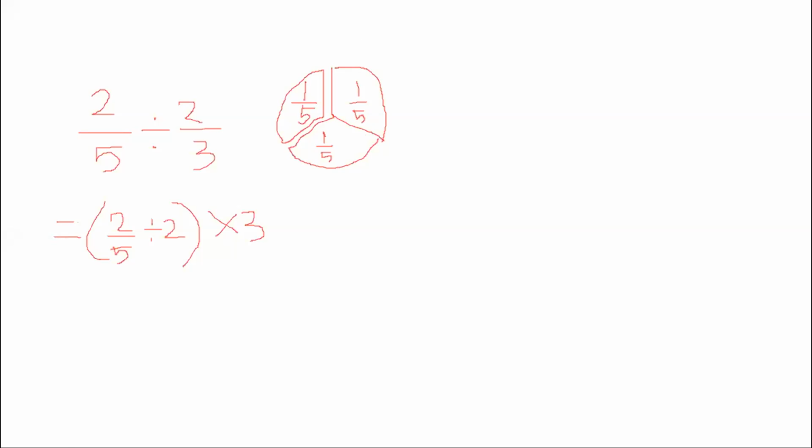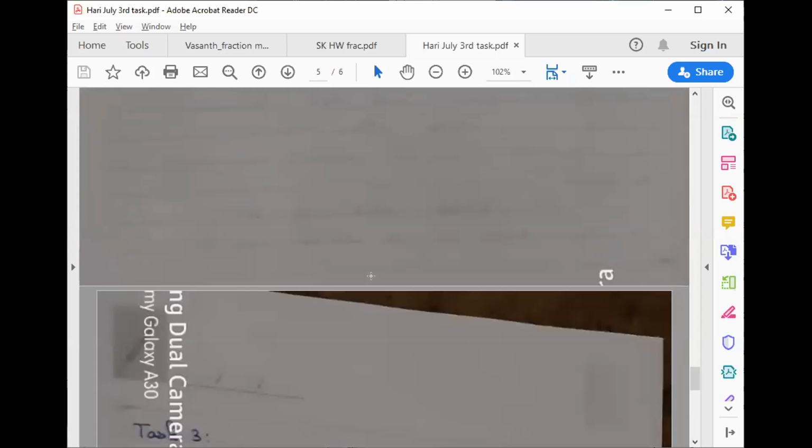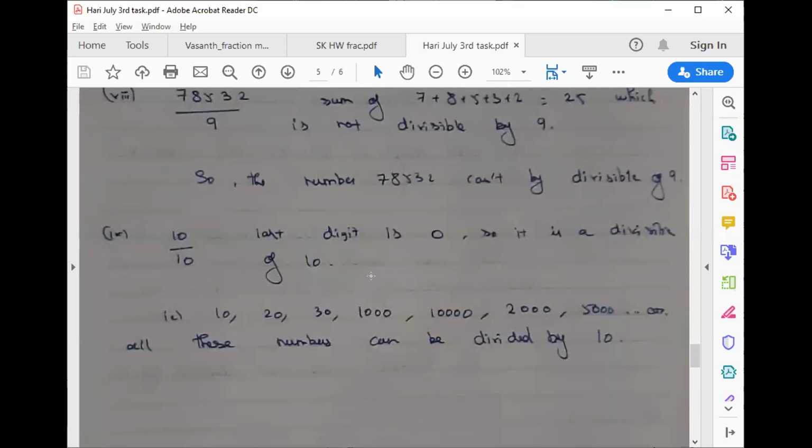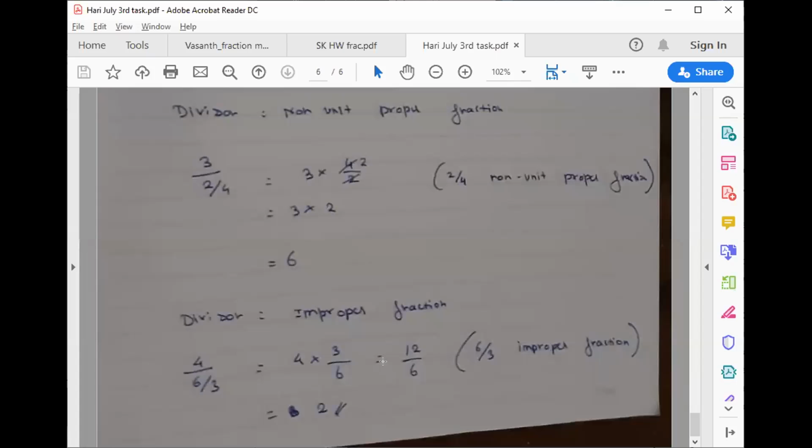See, this will not count as homework because you have just done the math, no picture, nothing. So this is incomplete. And the multiplication part was also missing.